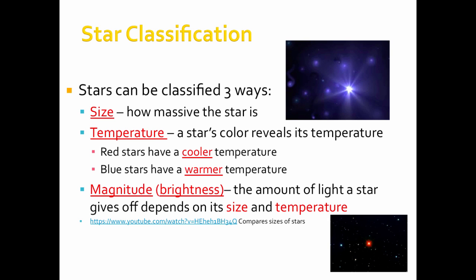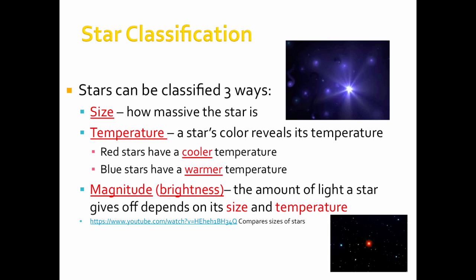They can be classified by their size, and we kind of already touched on this in the life cycle of a star, by how massive they are. Are they giants? Are they average? Are they dwarfs? Are they supergiants? Stars can also be classified by their temperature, and the star's color reveals its temperature. Red stars tend to be the coolest temperature, where blue stars tend to be the hottest temperature.